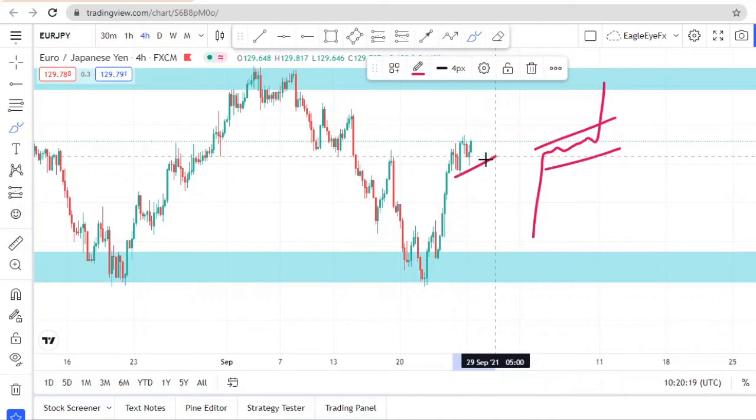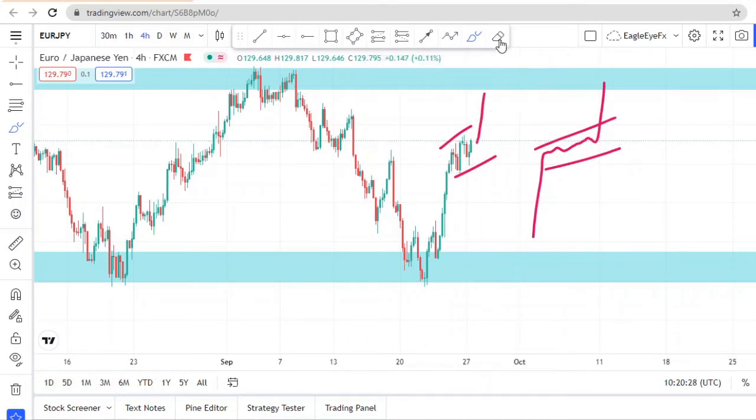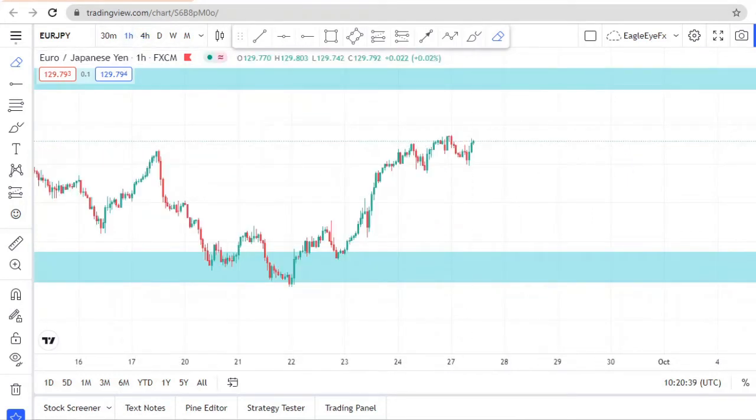So this looks to me like a consolidation. We don't know if it's going to consolidate to move up or consolidate and fall down. So we are going to take this away quickly. Let's go down further to the 1-hour time frame and see.